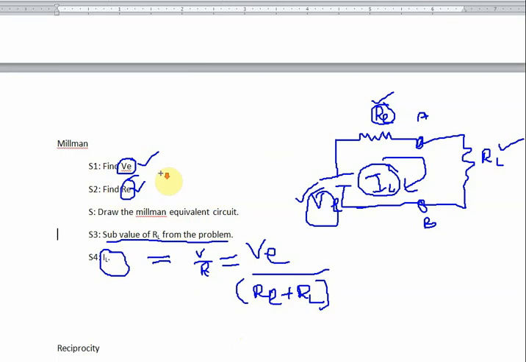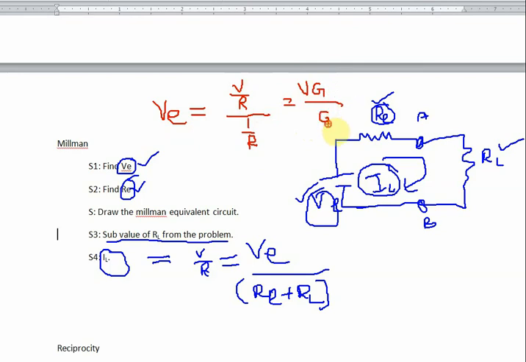Here only one thing you need to keep in mind: how to find VE and RE, and what the formulas are. What is the VE formula? VE is equal to the sum of V by R, divided by the sum of 1 by R. If you have referred to other books, some write VG divided by G.